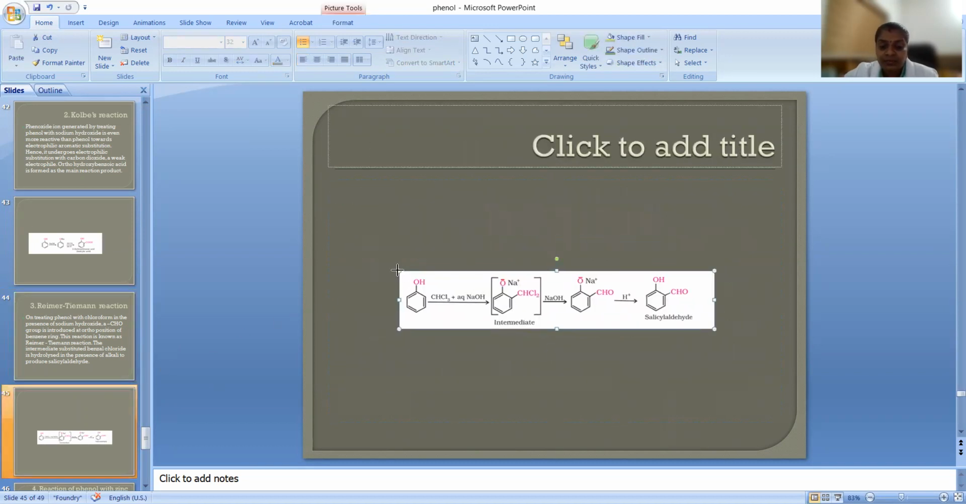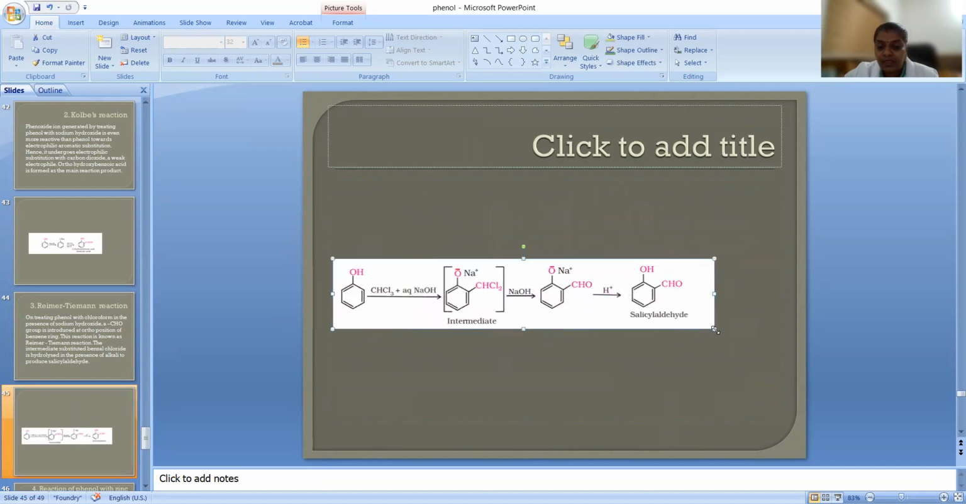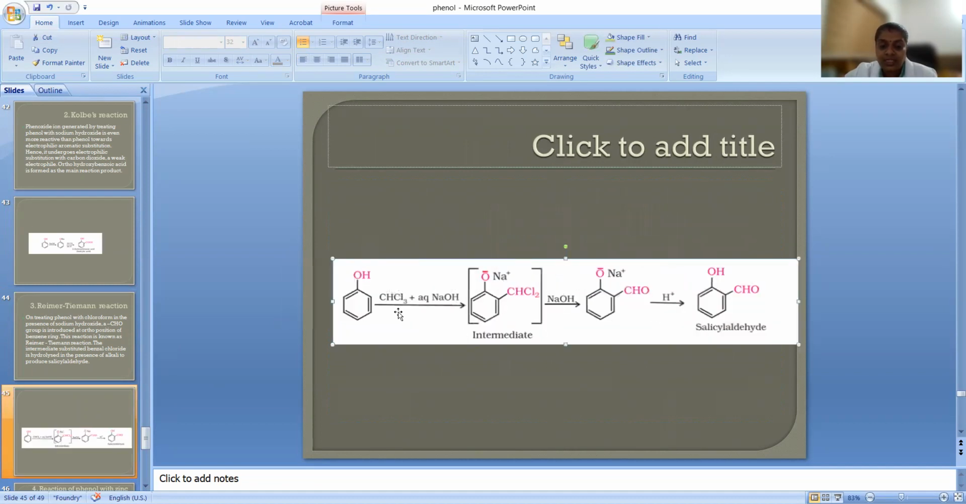This is phenol, that is reacting with chloroform, CHCl3, and aqueous sodium hydroxide. When it reacts, the corresponding phenoxide plus CHCl2 will form here. CHCl2 will substitute over here. When you treat it with sodium hydroxide again, CHCl2 will convert into CHO, the aldehyde group. When you undergo hydrolysis, you will get salicylaldehyde. Not salicylic acid, salicylaldehyde.